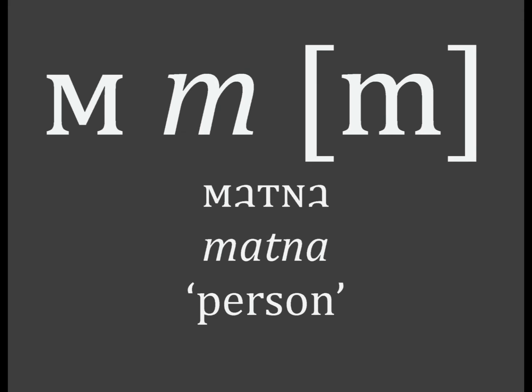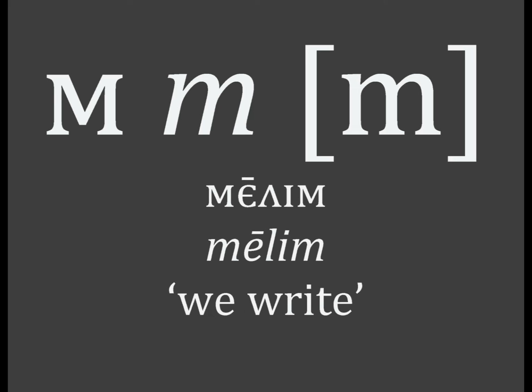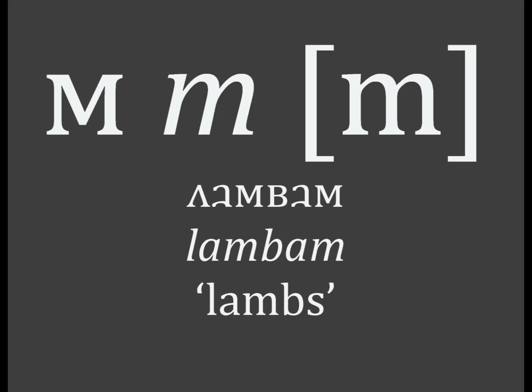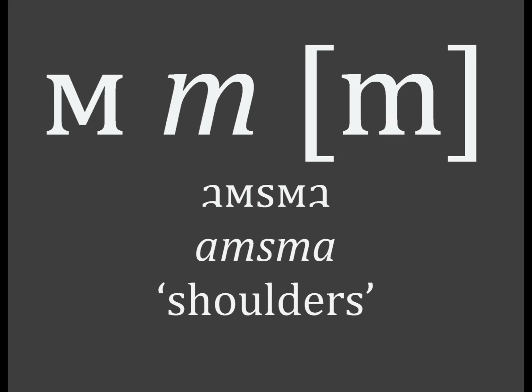Matna means man or person. It is a bilabial nasal, pronounced like the M in magma. It is transliterated with the letter M. Mailim, we write. Lambam, all the lambs. Amsma, shoulders.